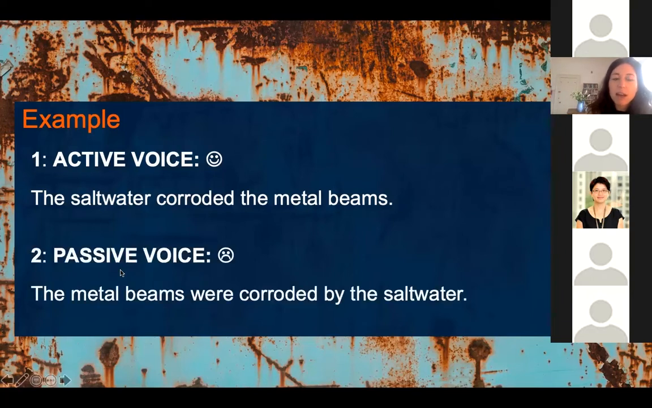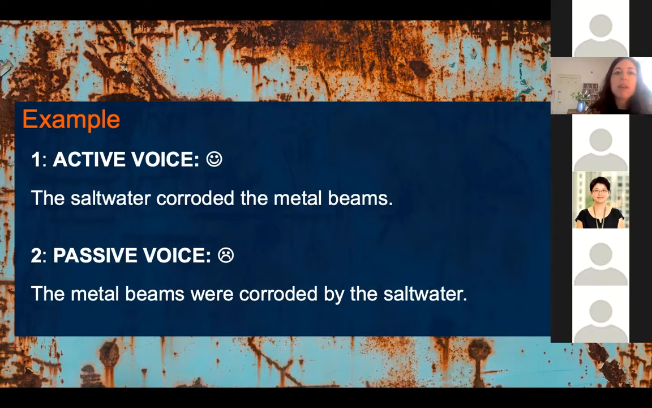Whereas in this second example, passive voice, which is not so good. I mean, it's not completely wrong, but it's something that you should avoid. The metal beams were corroded by the salt water. So you see, it means the same thing. So you're still saying that these metal beams have been corroded and the salt water did it, but the sentence has been turned around. And this is not necessarily as good because, as you can see, it's a more bulky sentence. So it's a longer sentence. And it's a bit more clunky.